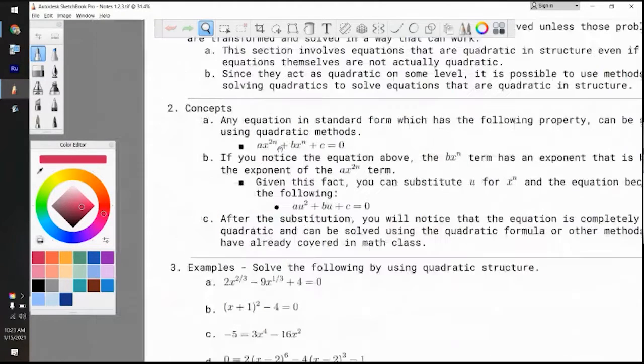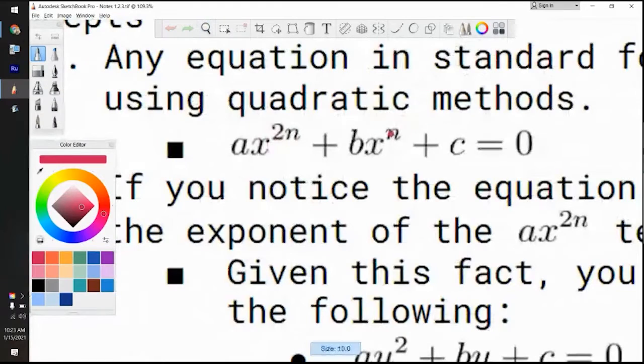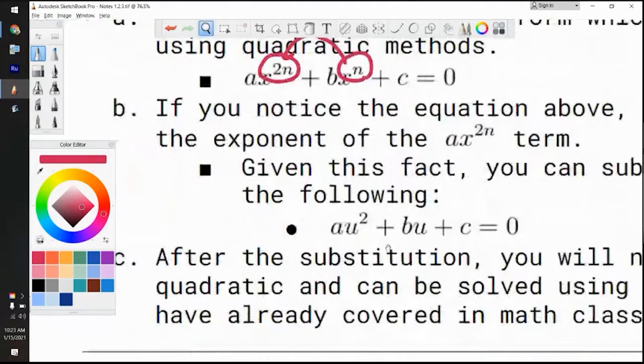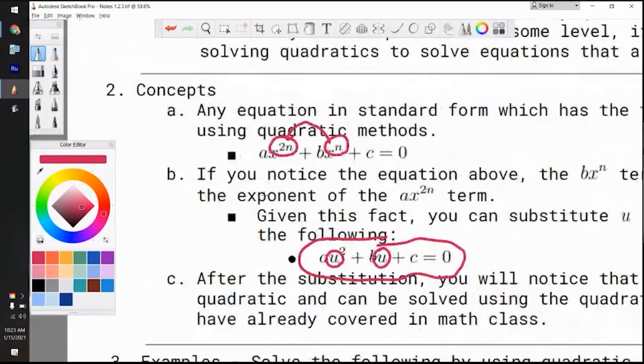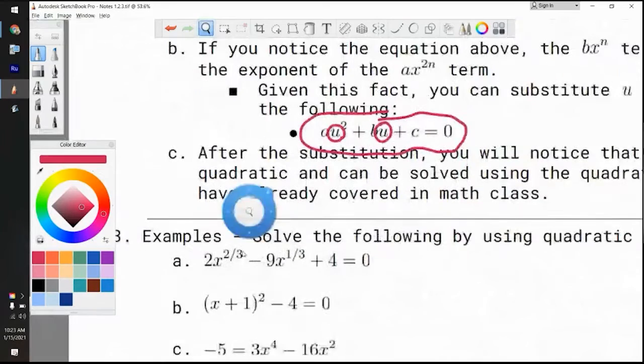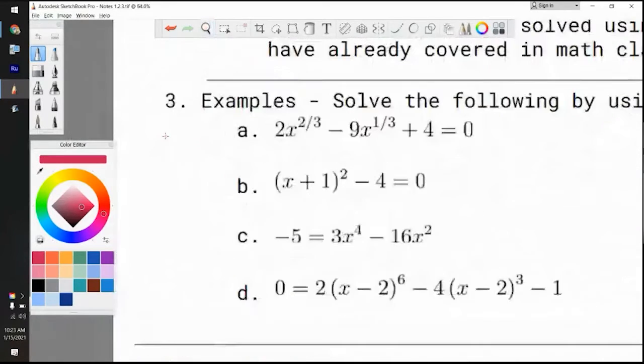And what a quadratic structure equation looks like, the main thing that you have to see here is that this middle term, the power from it, if you double it going this way, so it goes from n to 2n, it's automatically quadratic in structure. Okay, so you're looking for that double. And it's pretty obvious most of the time when that happens. And essentially what you're doing when you double it is you're going to eventually be substituting in for u, and then it actually looks like a quadratic equation, and then you can use quadratic formula to solve. Okay, so that's kind of like the spoiler for it. But let's look at some examples right here to kind of make sense of this.